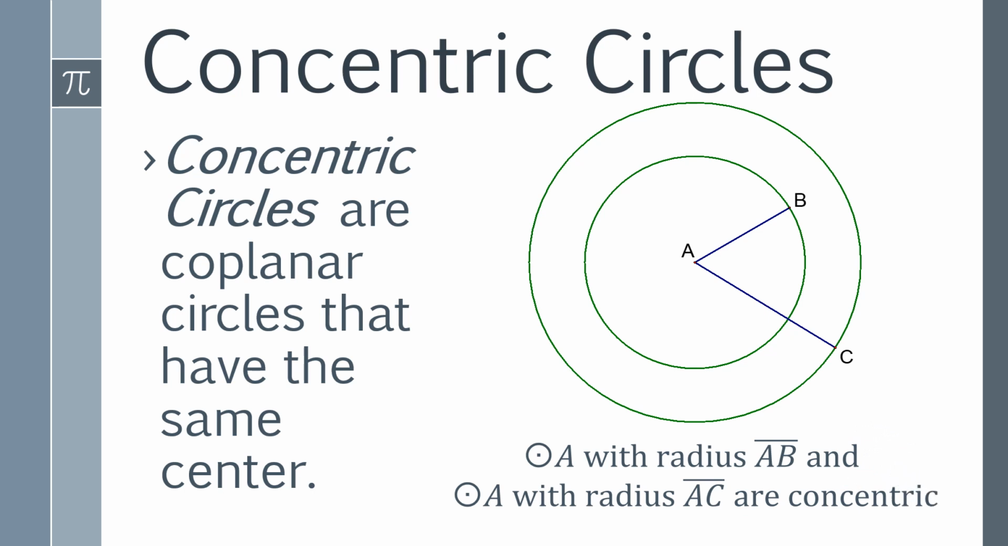Okay, concentric circles are coplanar circles that have the same exact center. I have circle A with radius segment AB, that would be the smaller circle, and circle A with radius segment AC, that is the larger circle, and they're concentric. Think of a target. That's a bunch of circles that get smaller. Those are concentric circles.